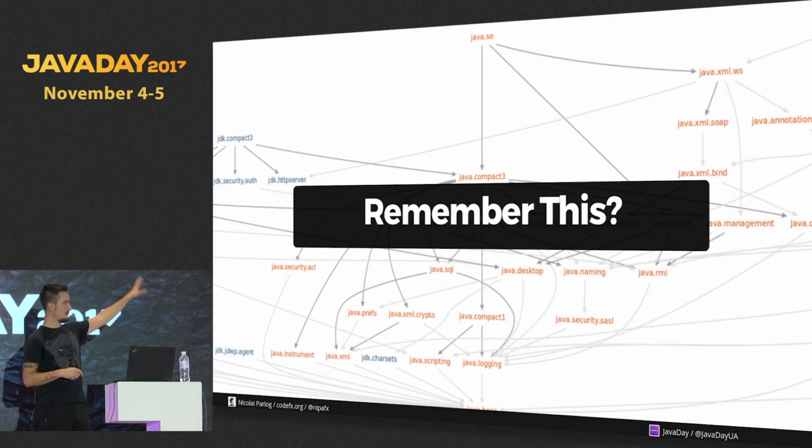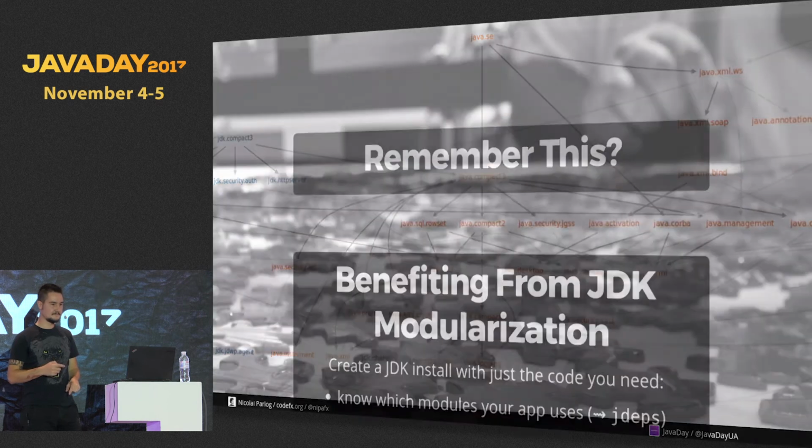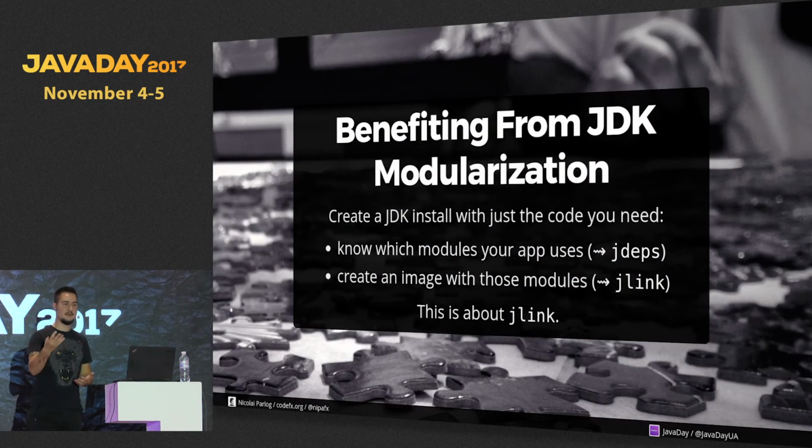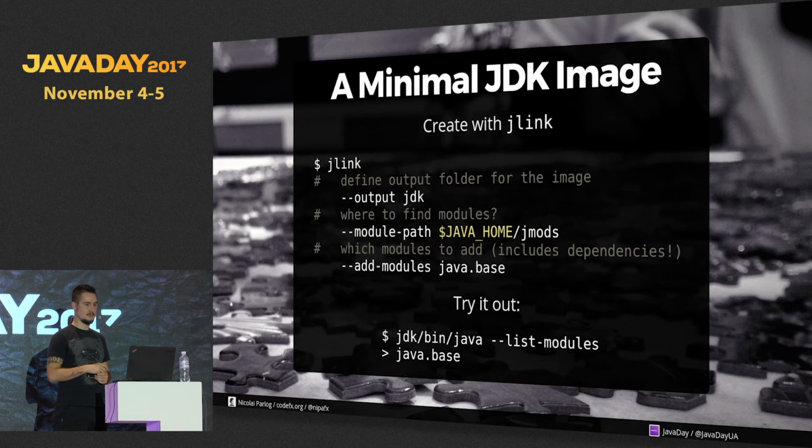So I'm sure you remember this graph and all the details in there. Let's benefit from that. Let's benefit from the JDK modularization. What you can do is create a JDK runtime image, which looks like a JDK install, with just the modules you need. First of all, you have to know which modules you actually need, and you could use jdeps for that, which I'm not going into now. The second step is to create a runtime image with just those modules, which you do with jlink, which I'm showing you now.